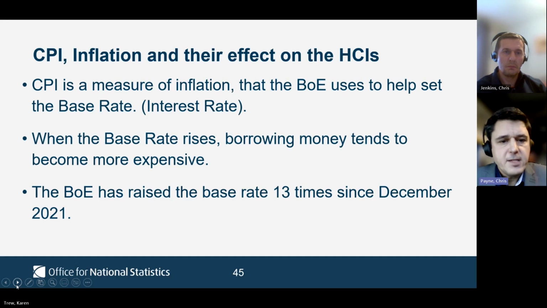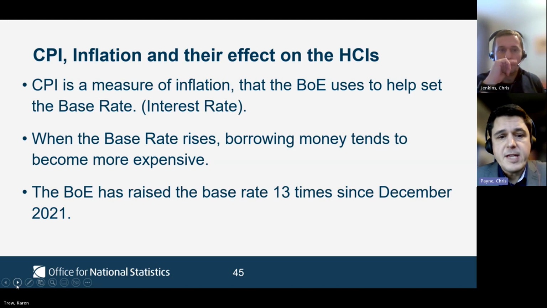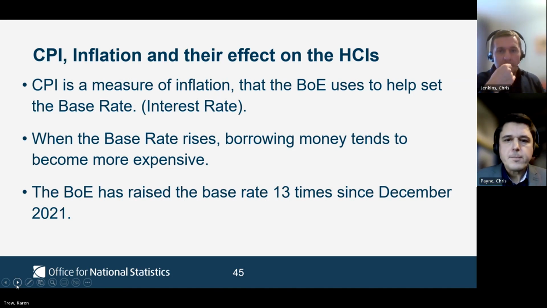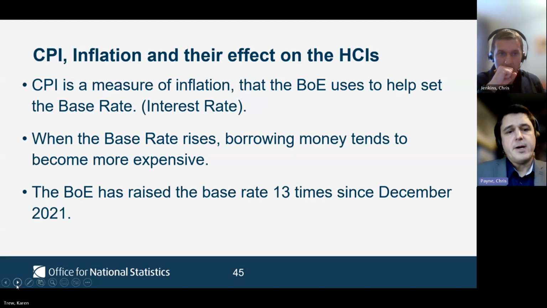So I think Natalie gave an example of how CPI is used to set the base rate by the Bank of England. The Bank of England targets inflation at 2%, and it uses CPI to do that. The way that it tries to maintain CPI inflation at 2% is by changing the base rate.